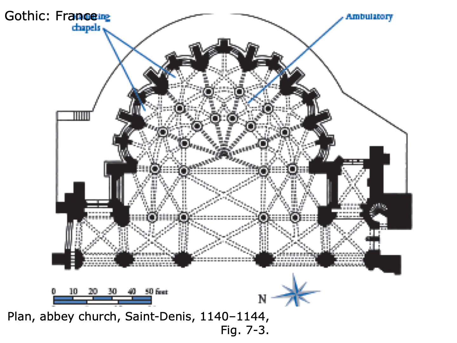This is the floor plan of the church at Saint Denis. You can see the ambulatory as well as the radiating chapels. You can see that the radiating chapels are numerous. This broken spider-like line is indication of the rib vaults that we just looked at.